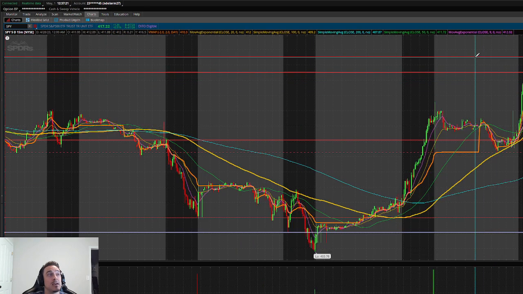But we see here I set a lot of my key levels. Key levels are one of the most important, if not the most important indicator I use with trading.